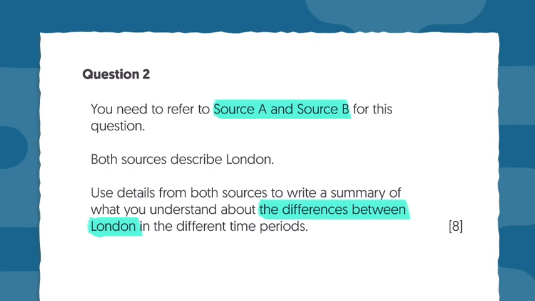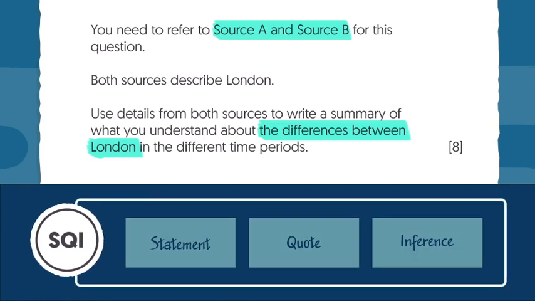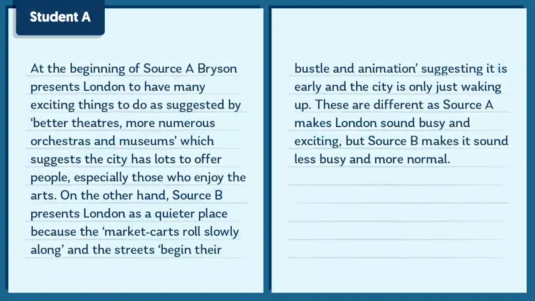What you'll notice from both of the student responses that we'll look at is that they follow the SQI format. This means you're expected to make a statement, include a quote, and then provide an inference. In other words, what you can work out for yourself from the information. Let's start by looking at part of Student A's response. Press pause now to give yourself time to read it carefully, and press play again when you're ready.